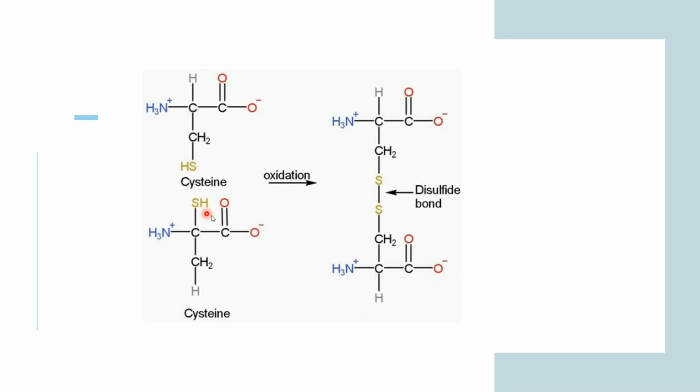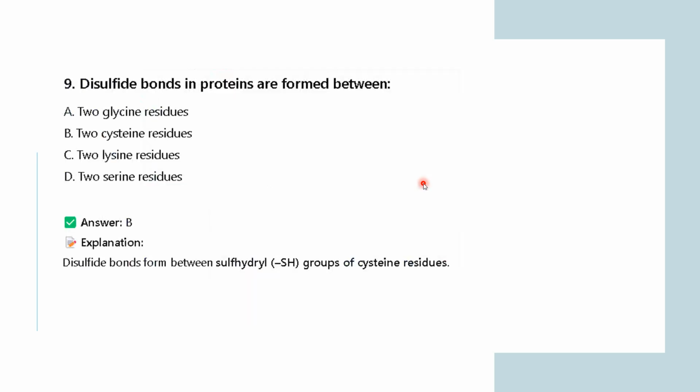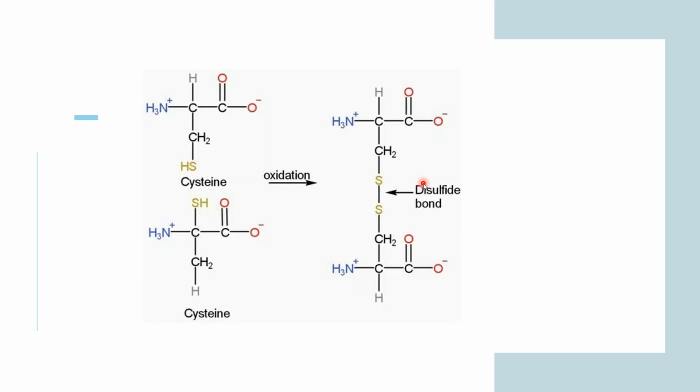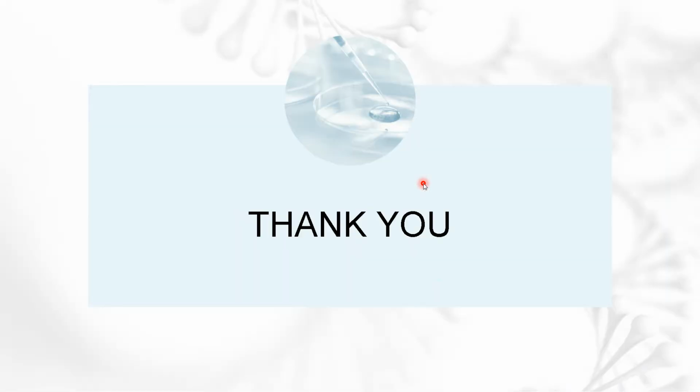How it is happening: when you club these two molecules together, after oxidation it will form a sulfur-sulfur bond that is known as a disulfide bond. This is not possible with glycine, lysine, or serine. This type of disulfide linkage is not possible in that case. Okay, is it clear to everyone?